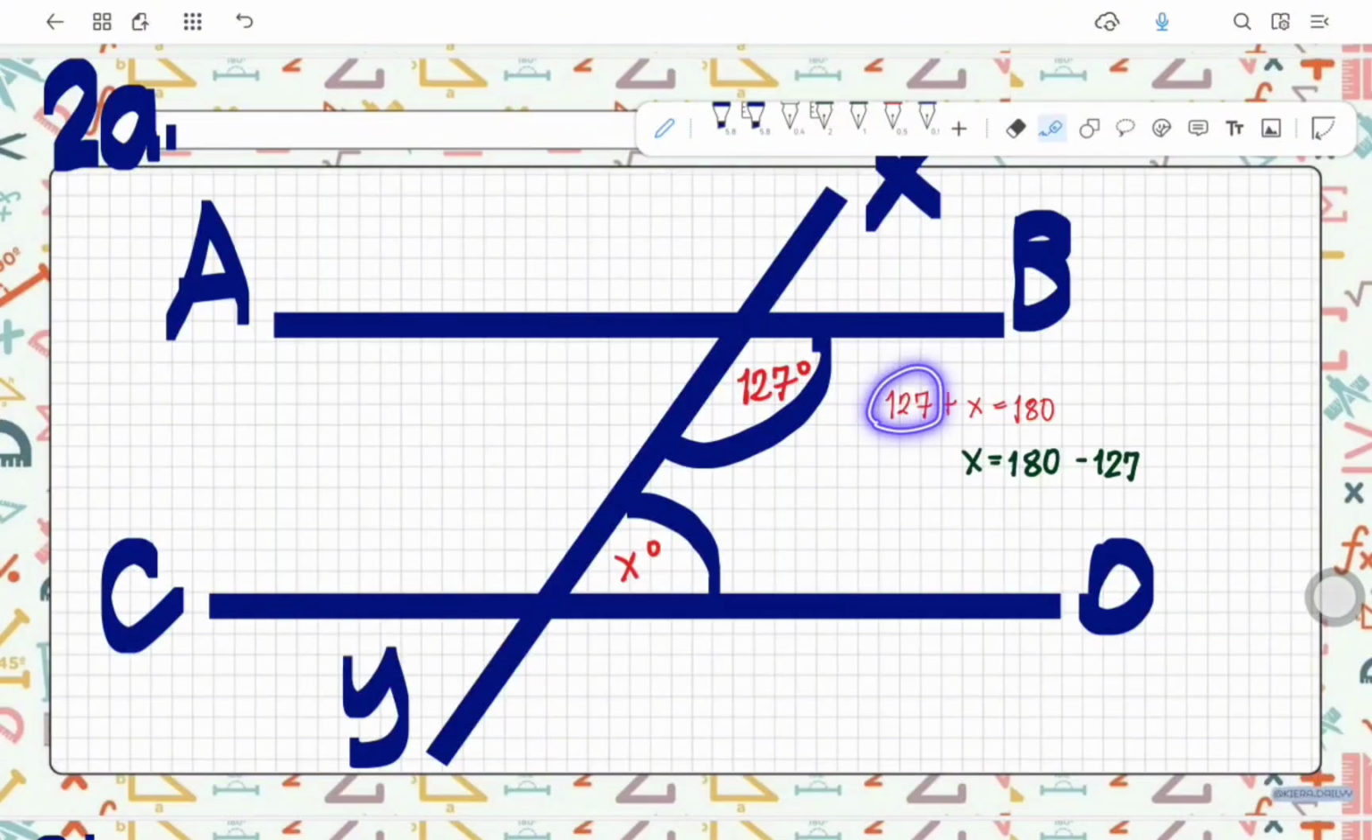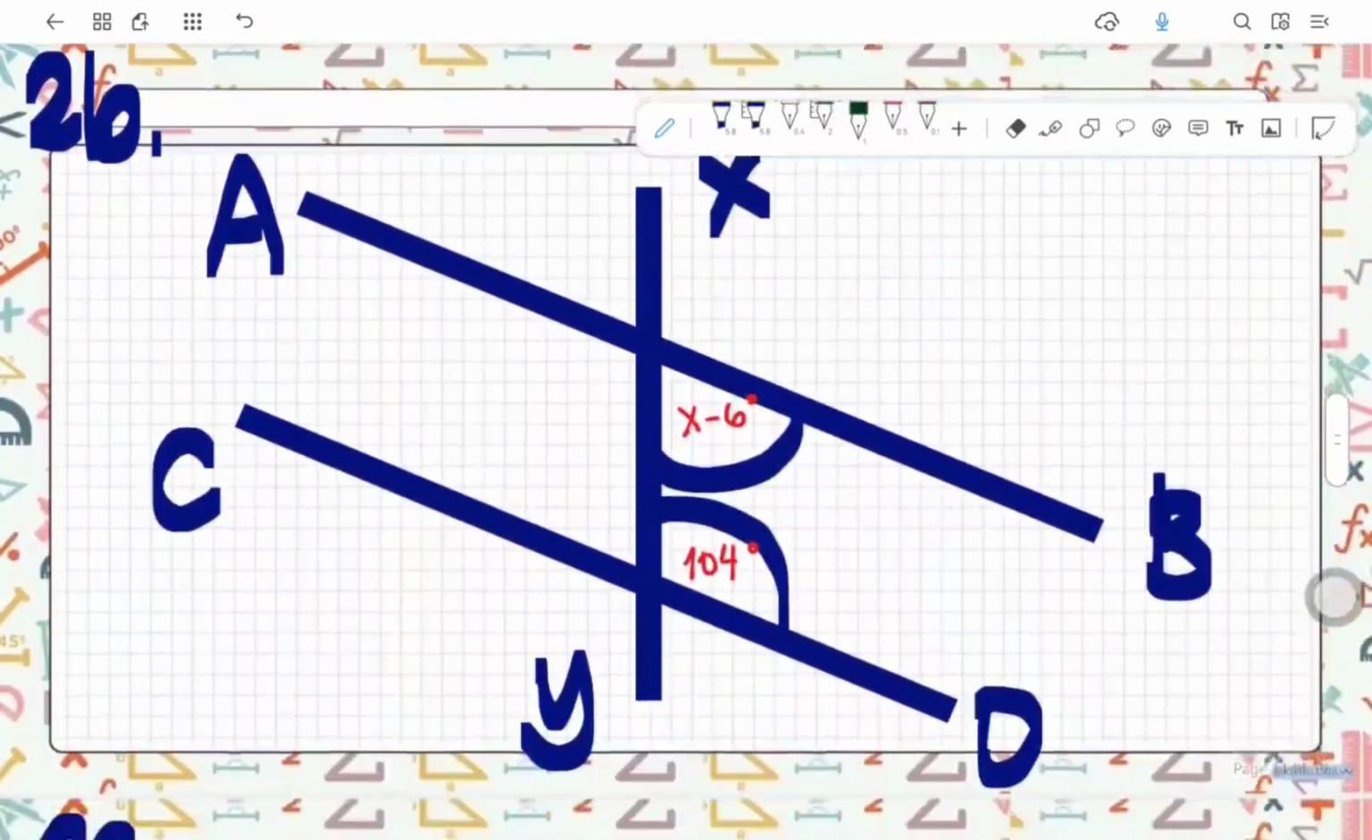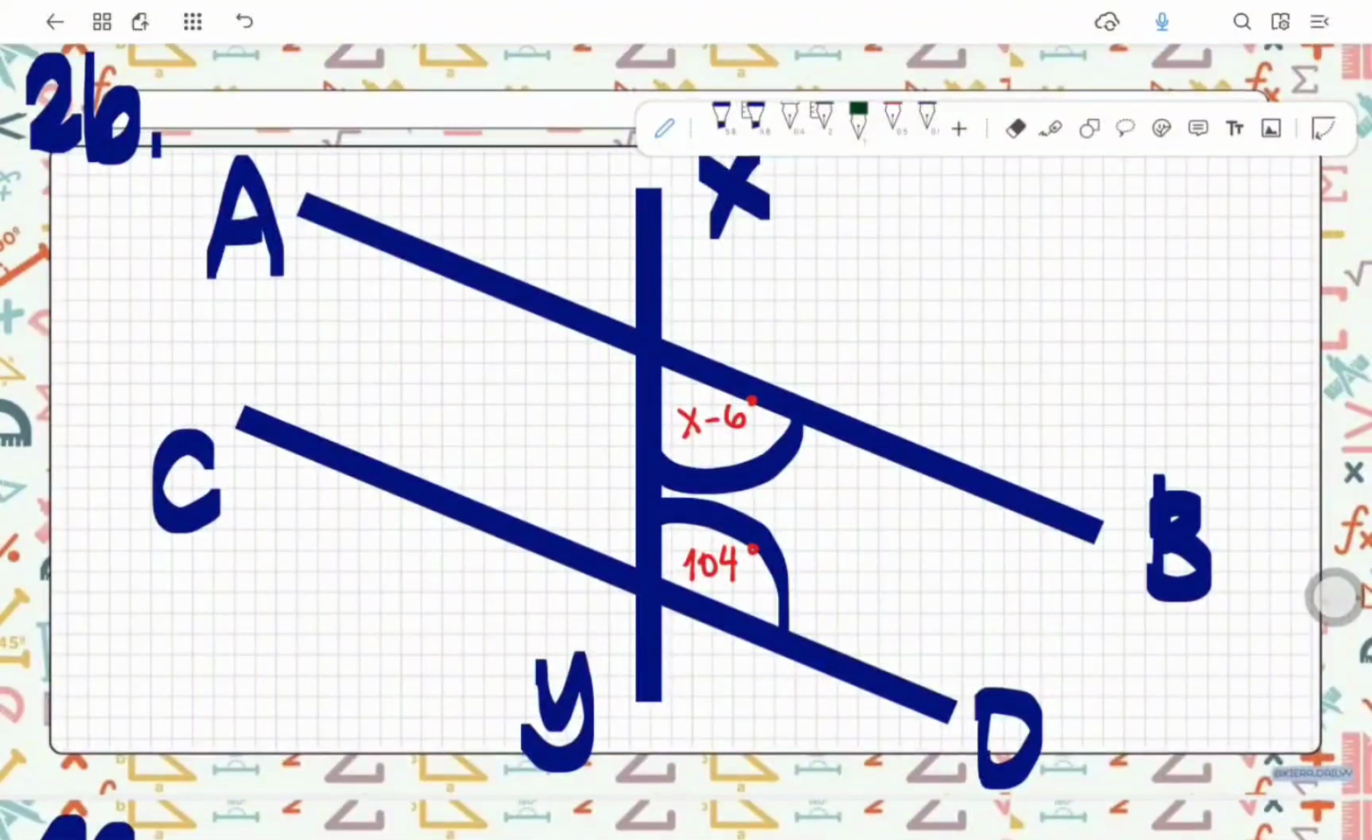In the shortcut method, 127, we're just going to move it. Positive will become negative. If that is negative, if you move it, it will become positive. So since this is positive 127, if it's going to be moved, it will be 180 minus 127. So what is x? Okay, x is equal to 53 degrees. Now let's go to letter B. In 2B, we have x minus 6 as our first angle, and our second angle is 104.